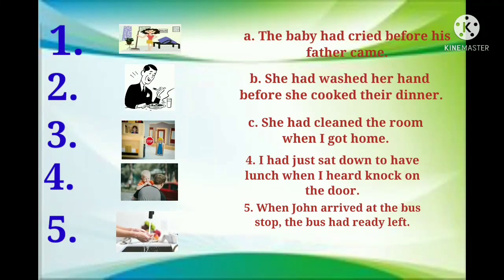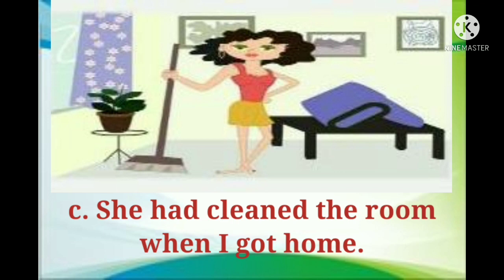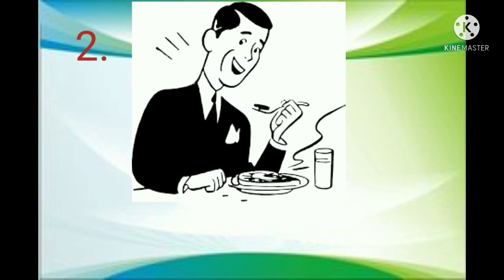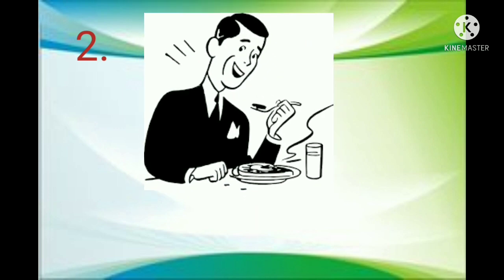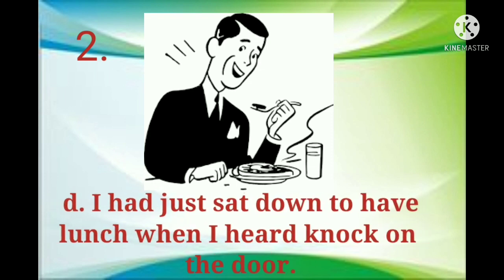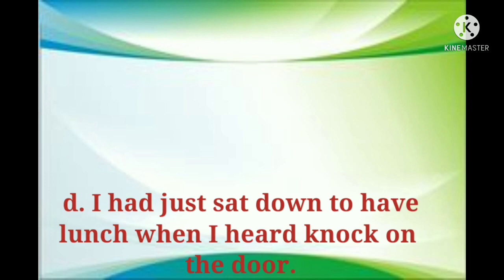Now, here are the pictures. For number 1, this is the picture. The correct answer is letter C. She had cleaned the room when I got home. Number 2, here is the picture. And the sentence that indicates the action shown in the picture is the sentence in letter D. I had just sat down to have lunch when I heard a knock on the door.